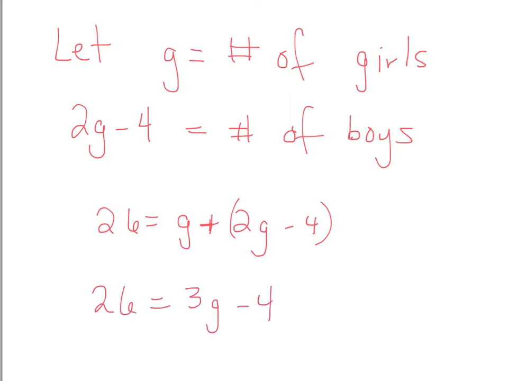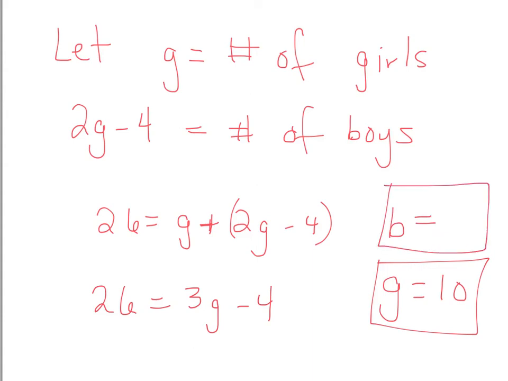Again, we know that we can add the 4 over, divide, and we get G equals, anybody? 10. Okay, G equals 10. Are we done? Is that it? No. What else did it say? Nana? It asked for the number of people of each gender. Yes, so we should answer what else? So, if G equals 10, then B equals 16.